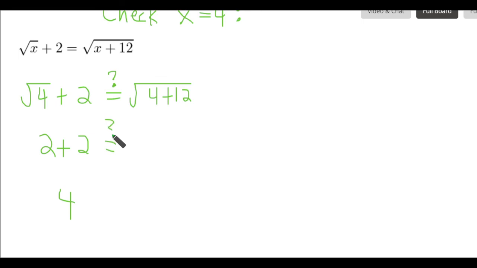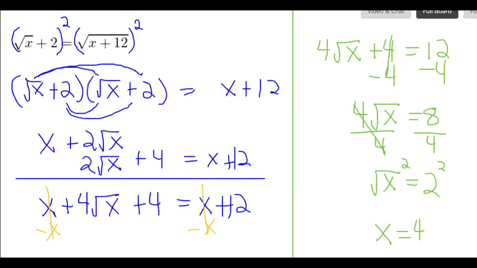Have my equals with my question mark. 4 plus 12 is 16, and the square root of 16 is 4. The two sides do indeed match. So when I come back over here, I can box my answer and say, voila, x equals 4. And that is how you do this sort of problem.